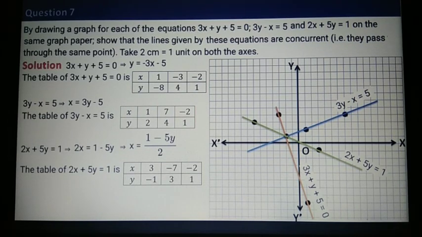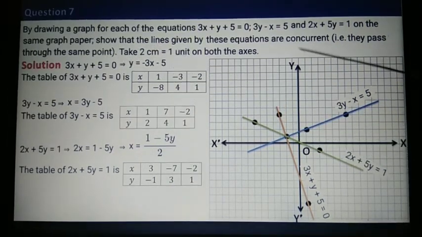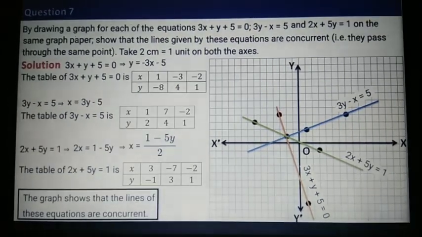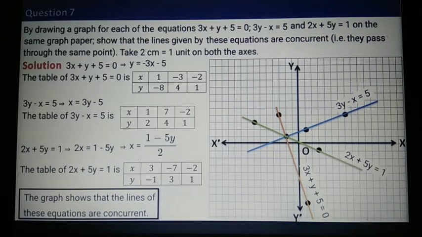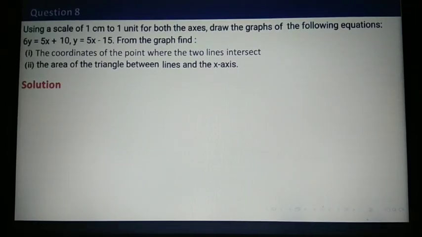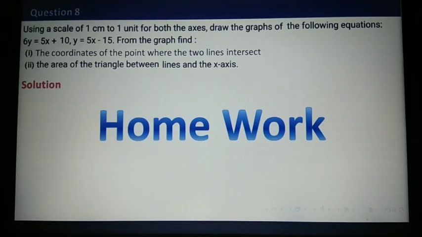Now if you see from the graph, it is clearly seen that all the 3 lines are passing through the same point, that is this point. That's why the lines are concurrent. Is that clear? You may pause the video to note down. Mark this as your homework. Read your question and try this by yourself.